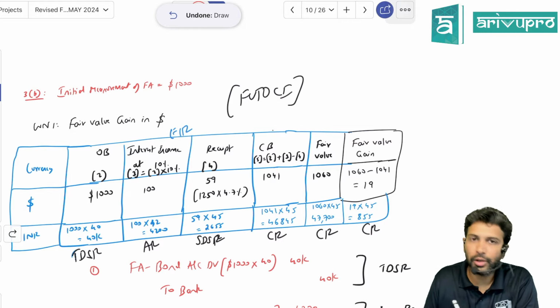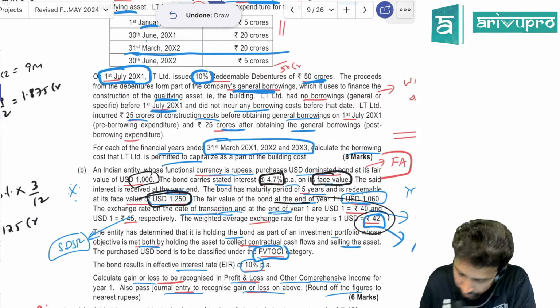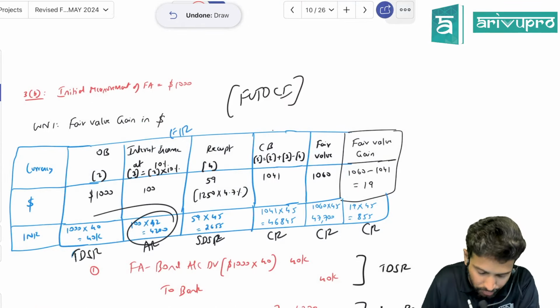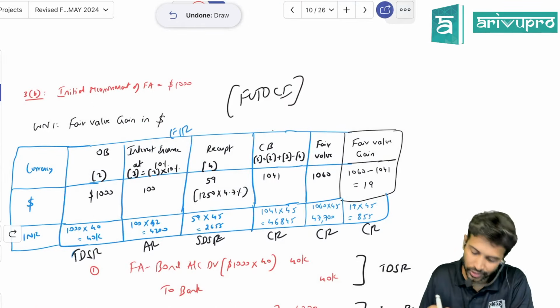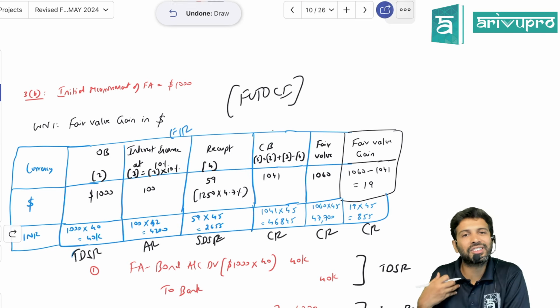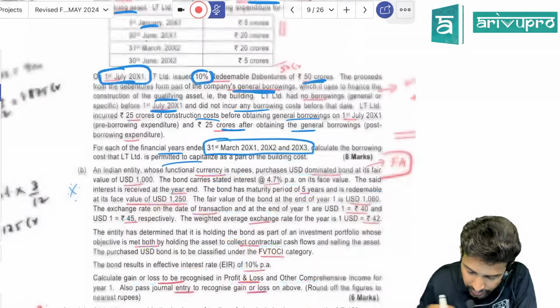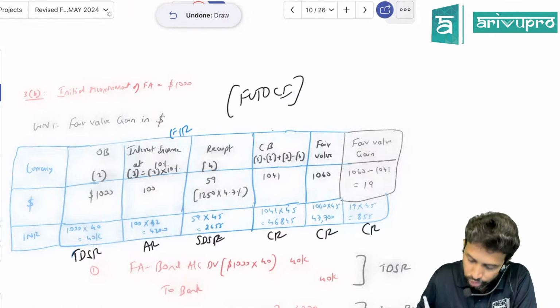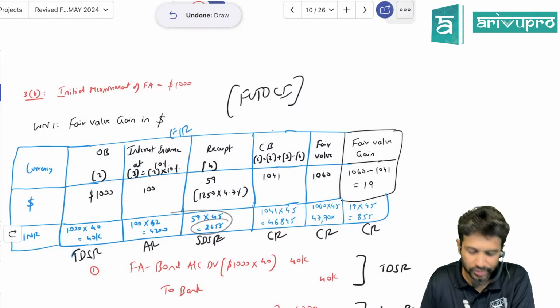For interest income, we need the average rate. What is the average rate we got? 42 was the average rate. So this you multiply by 42, and you'll get 4,200 rupees. Receipt is a settlement, so we need the settlement date spot rate. You received the settlement at the end of the year, and at the end of the year the exchange rate was 45. So this you convert using 45, you'll get 2,655 rupees.